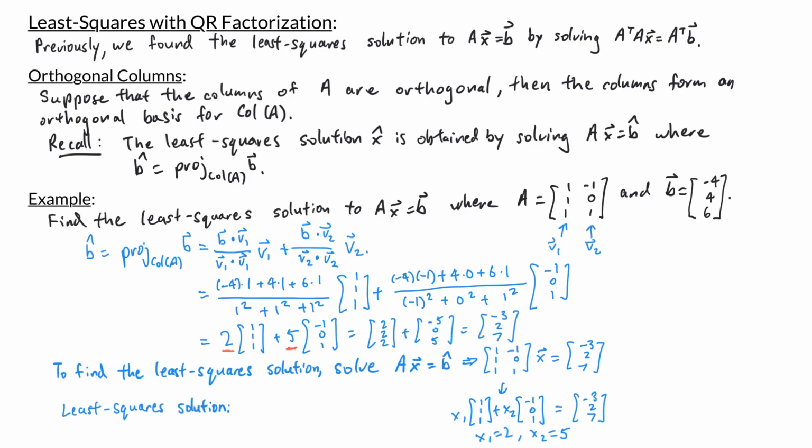So the least square solution, x hat, is the vector (2, 5). So in general, if you have a matrix A with orthogonal columns, then the least square solution will be the weights in the projection of b onto the column space of A. So they are b·v1 divided by v1·v1, and b·v2 divided by v2·v2, and so forth.